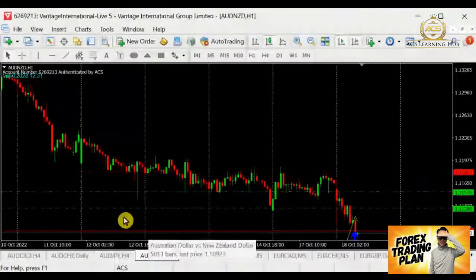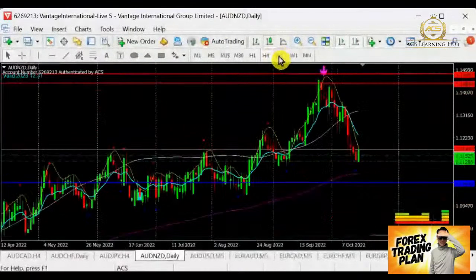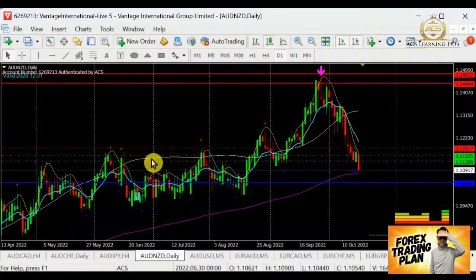What about Aussie Kiwi? In Aussie Kiwi over here, we are coming into the bear, and we are still in the bear. So at the moment, we are looking in the bear for selling. So the selling is still there. Take note of this selling here for Aussie Kiwi.